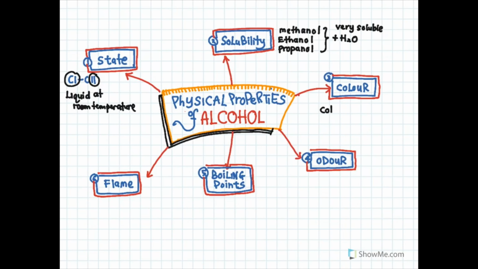Alcohol occurs as a colorless liquid at room temperature. It has a sharp smell and is very volatile. Alcohol has a low boiling point. The boiling point of alcohol is 78 degrees Celsius. So, the boiling point of alcohol is lower than the boiling point of water, which is 100 degrees Celsius. Alcohol burns with a blue flame.